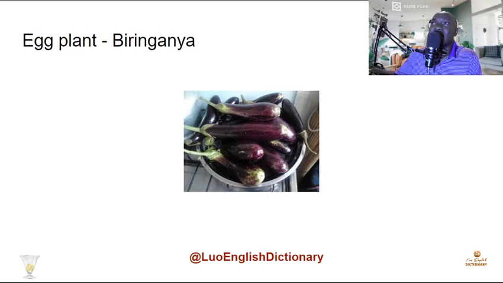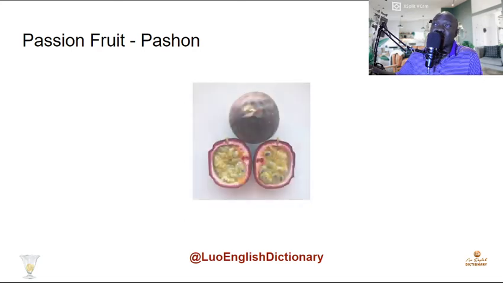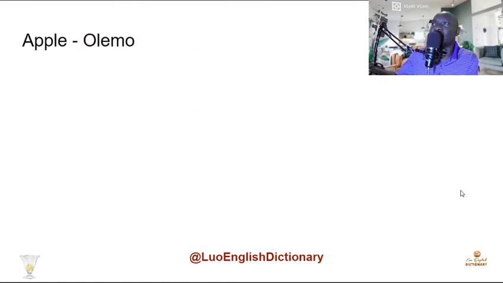Eggplant, biringanya. Then we move on to passion fruit, and passion we just call it person. Remember Luo we don't have the SH, so we just say person. Even fish we say fis because the SH is missing. I think we have a Luo name for passion fruit, but I forget what it is. If I remember, I'll put it in the comment section. If you remember before I do, please put it in there.